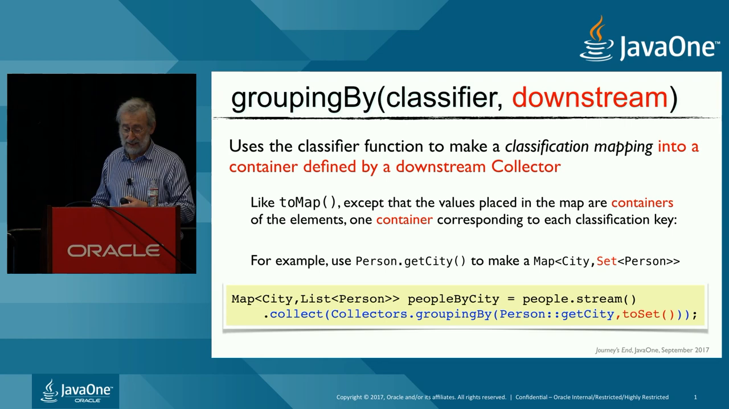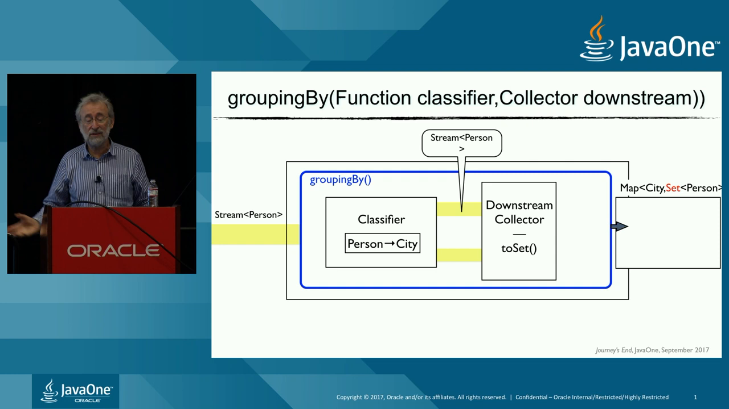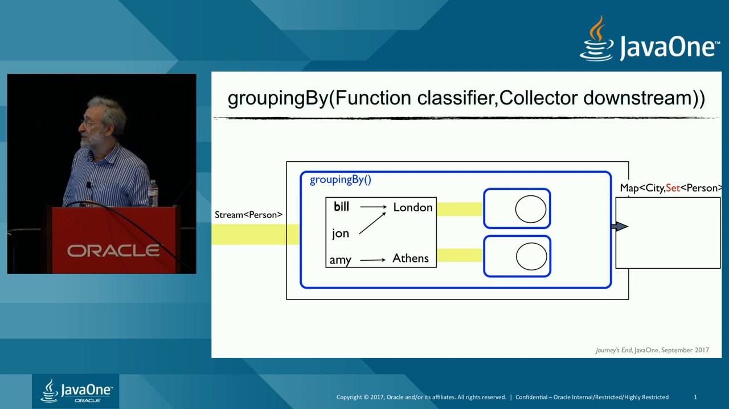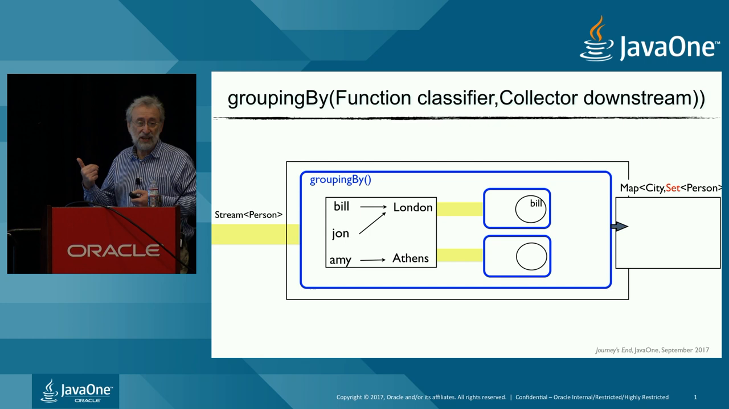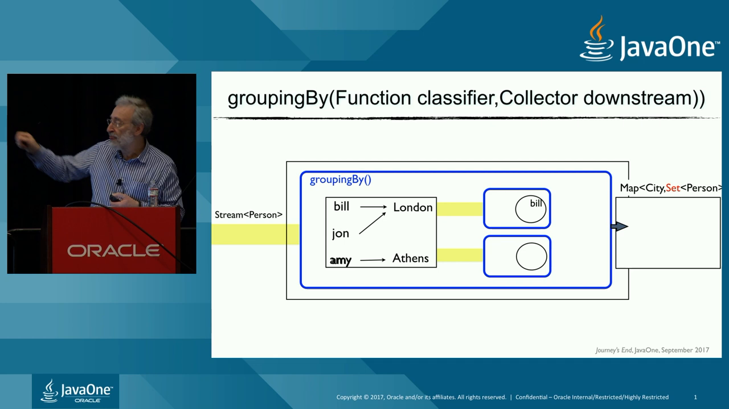Here's the diagram. You see the downstream collector is actually embedded inside of this outer collector, and here's how it's going to work. Bill comes in and he gets put into not a list as before, which was the automatic default, but into whatever container has been defined by the downstream collector, and in this case it's toSet. So you can see these are like little versions of the toSet collector that I started off with, and then so on with the rest of them, and Amy and John.